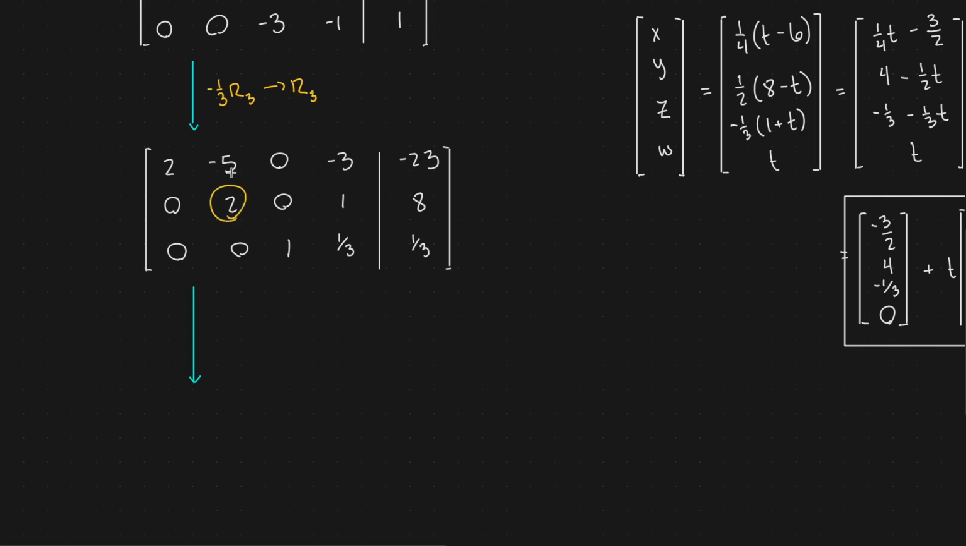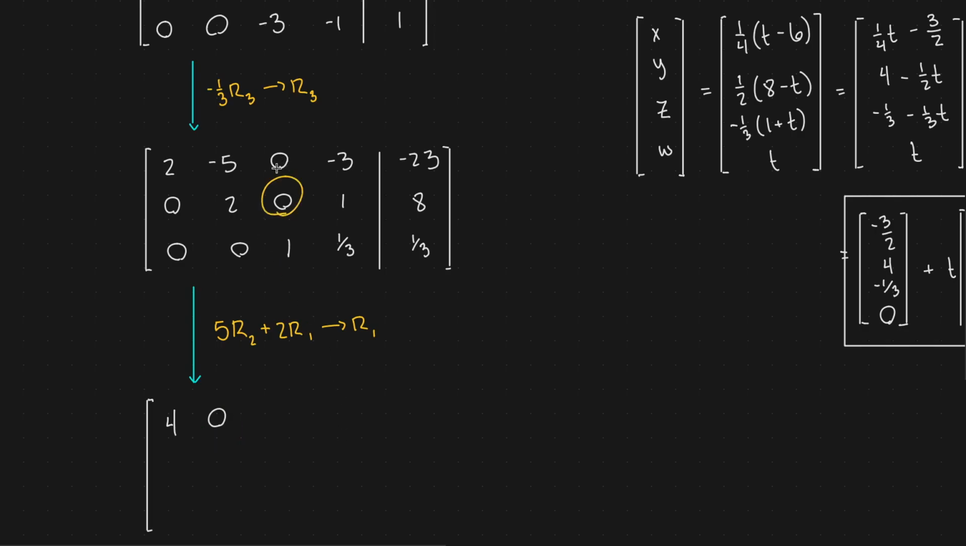All right. 2 unfortunately doesn't evenly go into negative 5. So what I'm going to do is take 5 times row 2 and add it to 2 times row 1. That'll be my new row 1. Okay, so 5 times this plus 2 times that is 4. 5 times 2 is 10, plus 2 times negative 5 is negative 10. If I add those together, I get 0. That's the 0 I wanted.